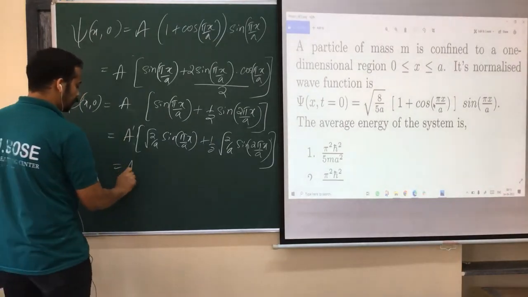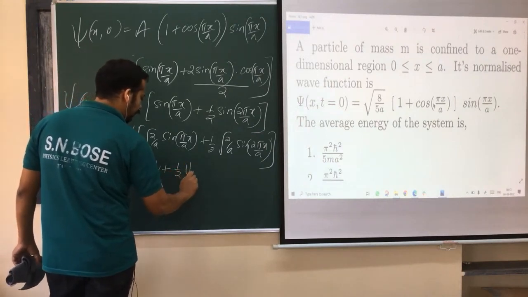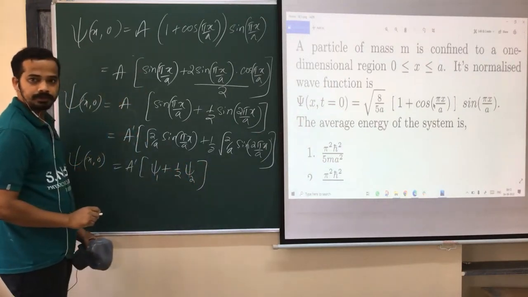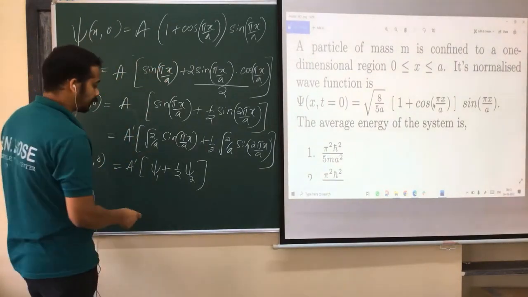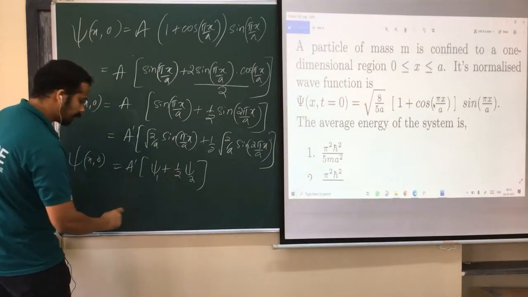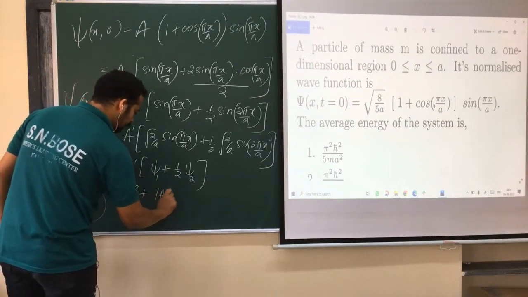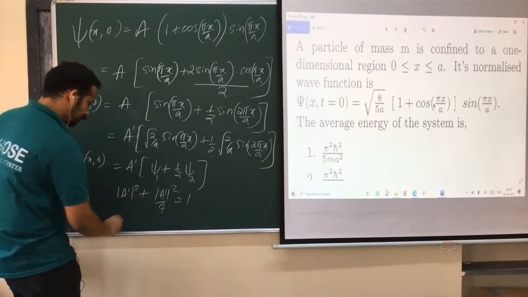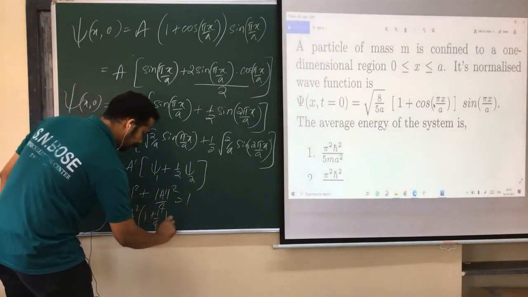So now this is equal to a prime into psi 1 plus half psi 2, isn't it? This is psi of x comma 0. How do you normalize? I never went for the integral way of normalizing. I'm doing all algebra here. So C1 is a prime, C2 is a prime by 2. Am I right? Mod a prime square plus mod a prime square by 4 is equal to 1. Mod C1 square plus mod C2 square is equal to mod a prime square into 1 plus 1 by 4 is equal to 1.